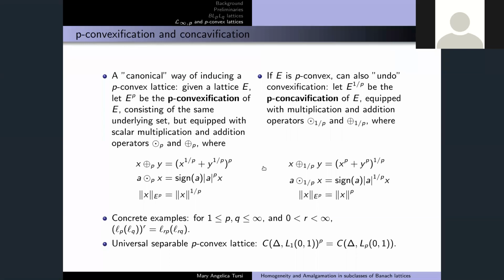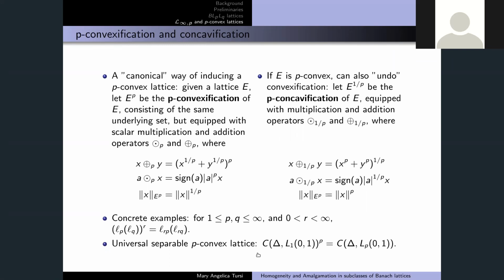And you can also go backwards, right? If you have E p-convex, I can do something to this E that makes it lose some level of p-convexity in a canonical way. And it turns out that these operations are inverses of each other, and they correspond to some nice expectations.